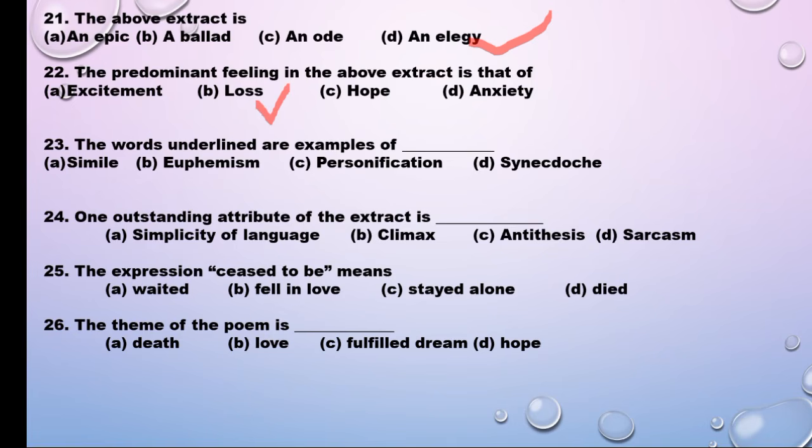One outstanding attribute of the extract is simplicity of language, climax, antithesis, or sarcasm. And of course, our answer is sarcasm, because if you go over the lines again, it's basically saying it in a mocking way. "She dwelt among the untrodden ways."